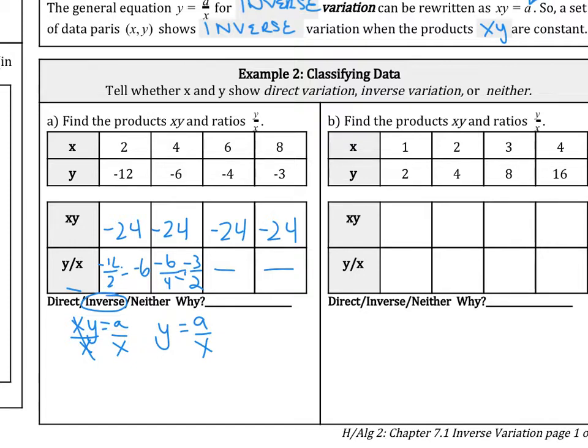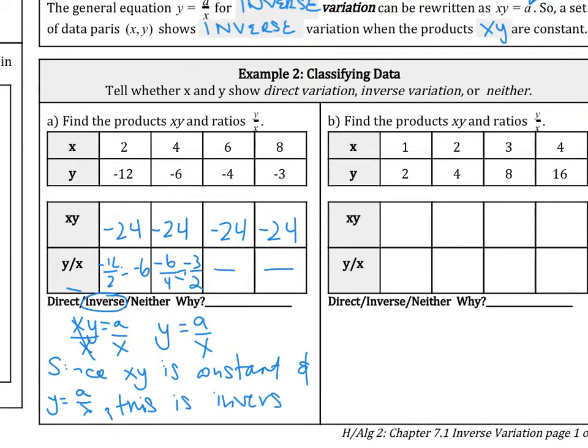So our explanation is that since x times y is constant and y equals a over x, this is inverse. Okay, I'm really looking for the explanation of that. So let's try example B.